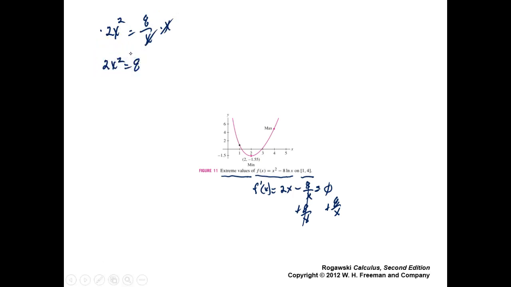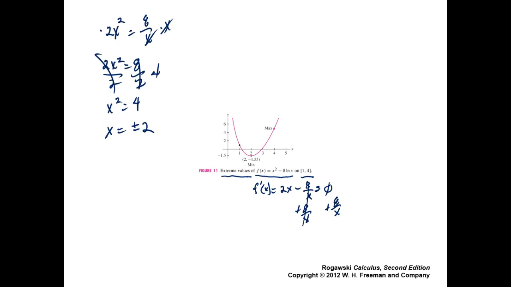And then would you divide by 2? I would divide by 2. Okay? And that gives me x squared is equal to 4. Okay, and that would give me x equal to plus or minus 2. So those would be our two places where the derivative might be 0.